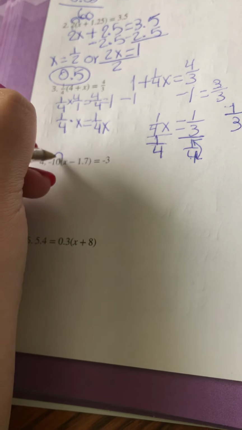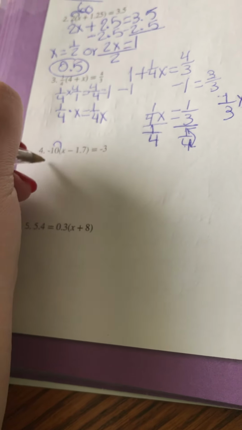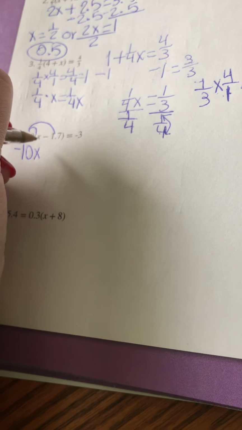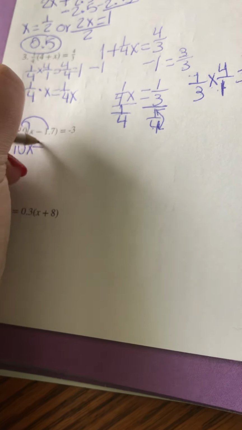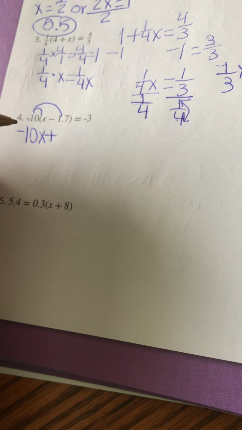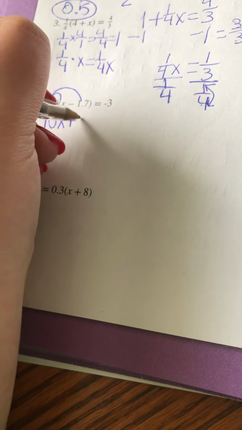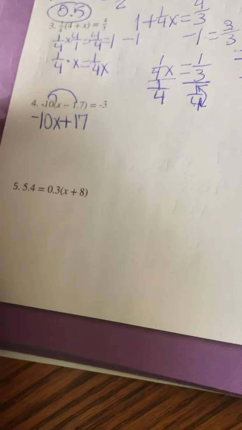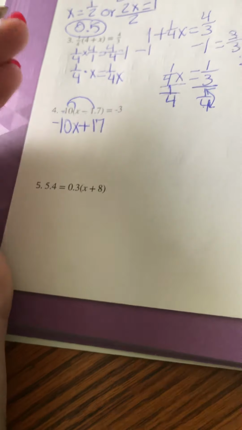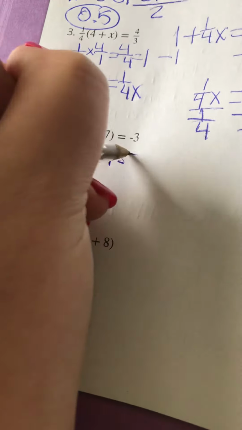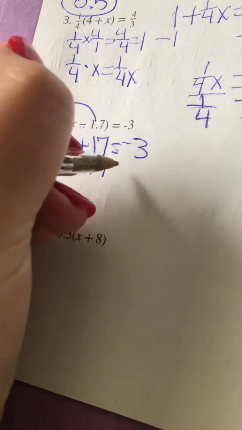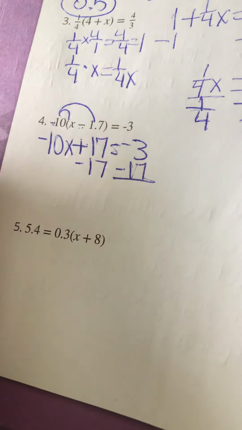So I have 2 more problems to go. So negative 10 times x is negative 10x. Negative 10 times negative 1.7 is a positive, because the negative times the negative is a positive. So negative 10 times negative 1.7 is a positive 17. And then it equals negative 3.